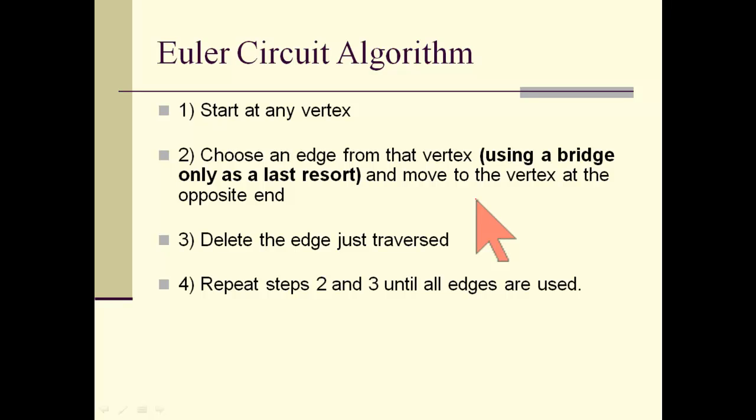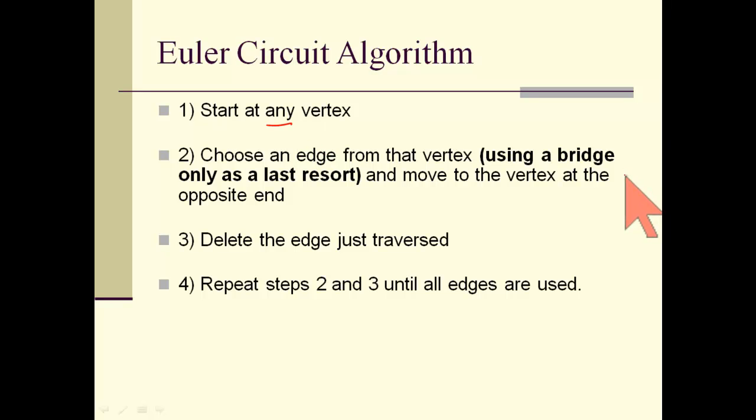Using that language then, here's the algorithm for finding an Euler circuit. Start at any vertex. Any vertex. If this graph does have an Euler circuit, then it doesn't matter which vertex you start at, you'll still be able to find an Euler circuit starting from that vertex. And then here's the heart of the algorithm.